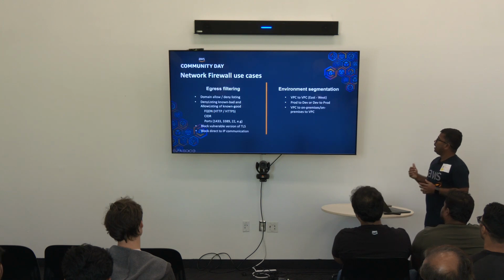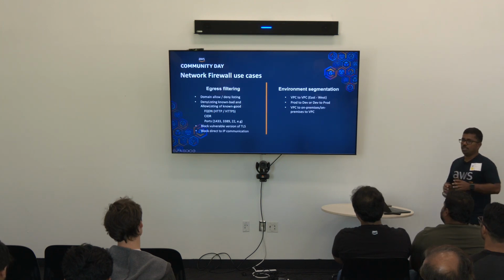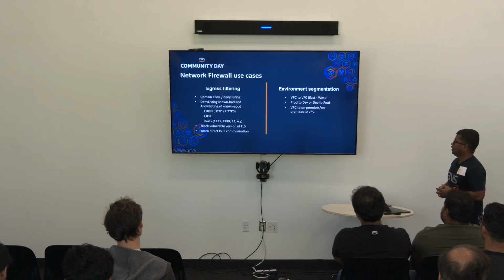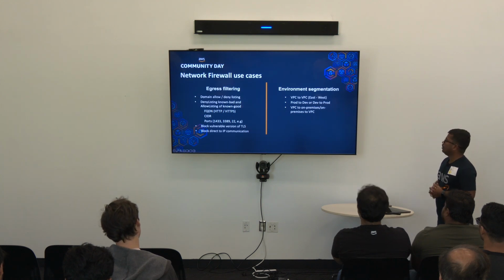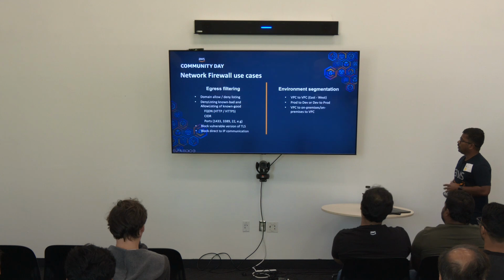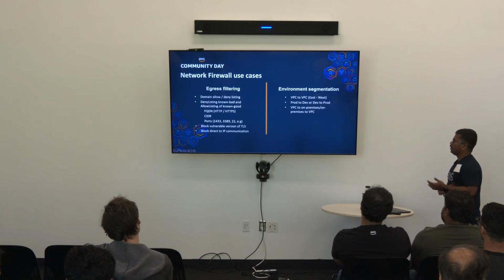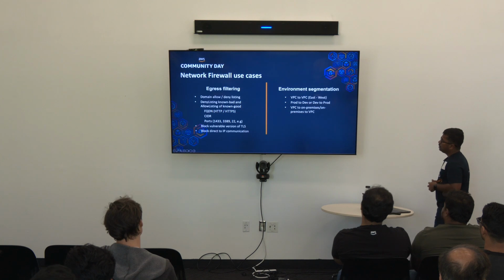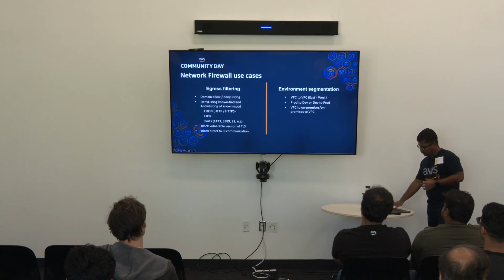Also, on the other side, environment segregation for east-west traffic. In case you want to segregate the environment between dev and test, or dev and prod, you don't want to allow traffic between dev and prod, right? So in that case, you can have environment segregation. That's the second level of use cases. Also VPC to VPC east-west traffic, and prod to dev or dev to prod if you want to restrict the traffic. Also to on-premises as well.